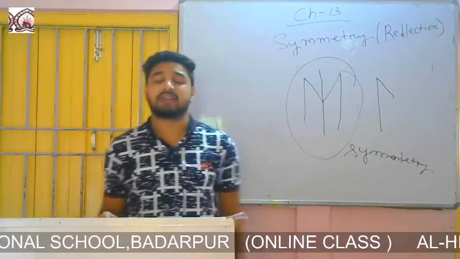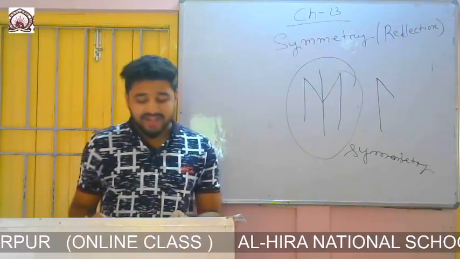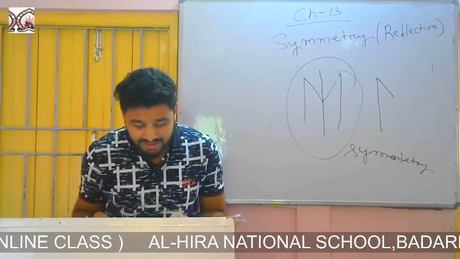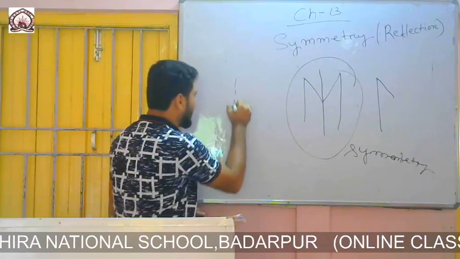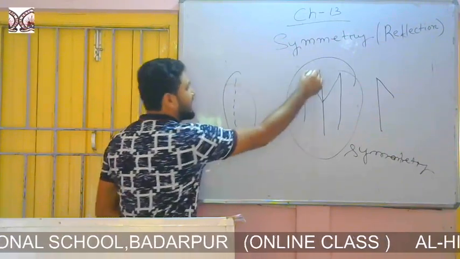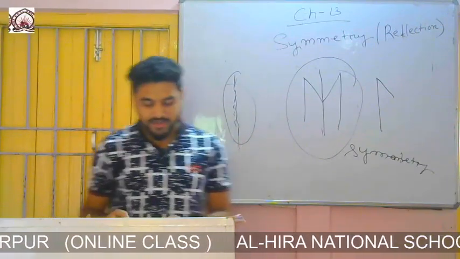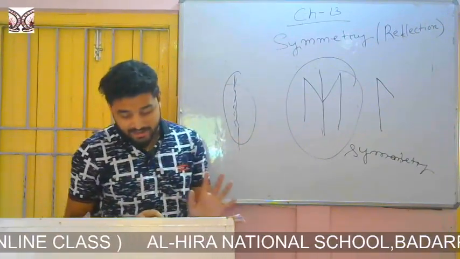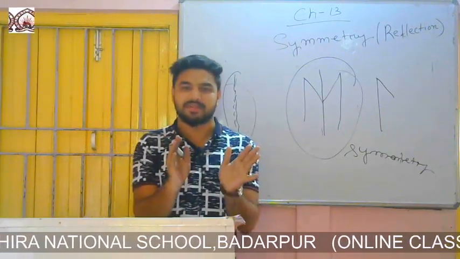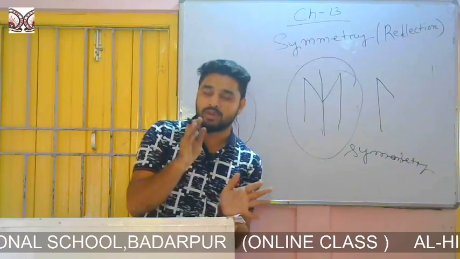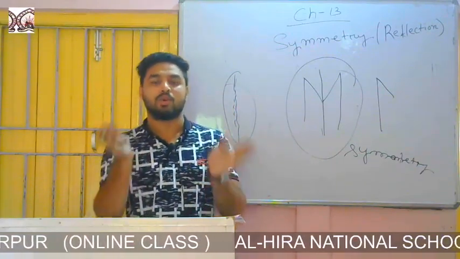You see, exercise 13a. Write S if the shape is symmetrical about the dashed line. That means here, in place of lines of symmetry, it is given as a dash. Or NS if not symmetrical. That means if the shape is symmetrical, then we shall write S, and if the shape is not symmetrical, then we shall write NS.